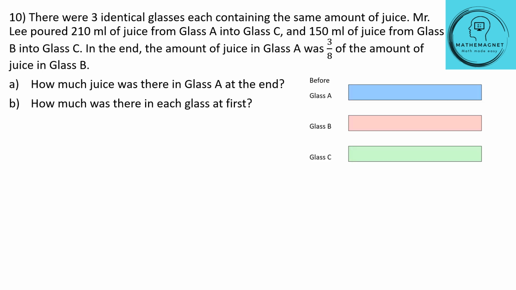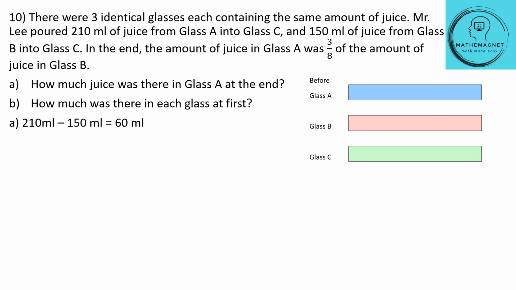Now let's see the bar model. Initially, all the three glasses had equal amount of juice. So their bars will be of the same length. Now here they are saying first Mrs. Lee poured 210 ml of juice from glass A into glass C and 150 ml of juice from glass B into glass C, and then the amount of juice in glass A was 3 by 8 of the amount in glass B. So 210 minus 150 ml was 60 ml.